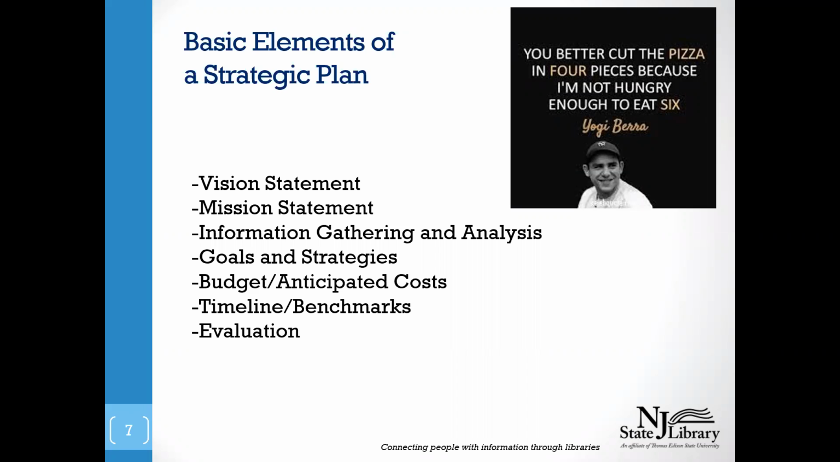However, every strategic plan is going to have the following elements: the vision statement, the mission statement, information gathering and analysis, the environment scan, goals and strategies, the budget, the timeline, and then an evaluation of the plan. And I'm going to break all those down in the next slides coming up.